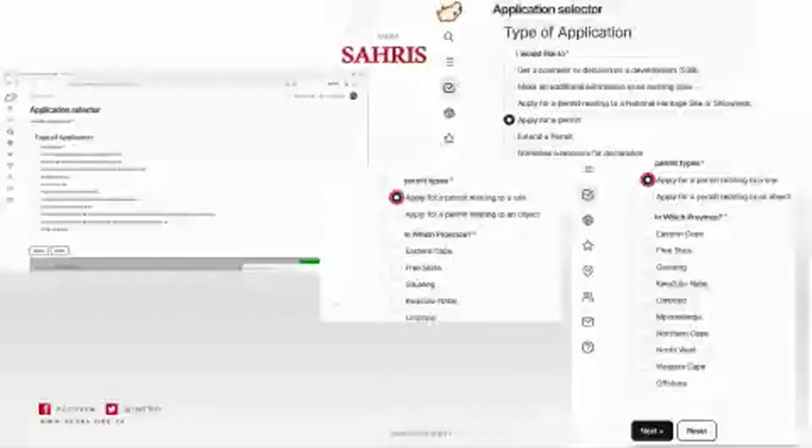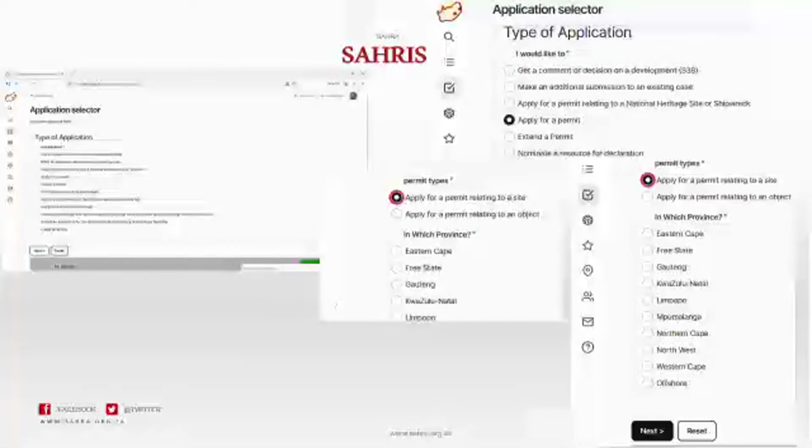Depending on whether it's a development application or a permit application, all of our applications are created on the application selector. You have to define what you want to create on SARS. You create a permit, which you'd say apply for a permit. If you want to extend a permit because you have not completed any of the work you applied for or received a permit for, you'd select that. If it's the first time applying for a permit, you say apply for a permit. And then you have to define the permit type.